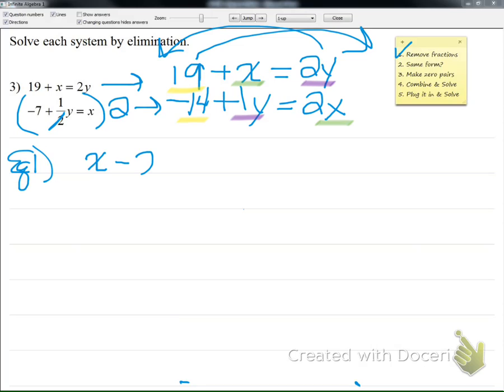Move my 2y over as a negative 2y. It was a positive, now it becomes a negative because I had to switch the side of the equation. Is equal to negative 19. So that's how we can rearrange an equation. Just knowing that if you move that term to the opposite side of the equation, you have to change its sign. Let's see if you can do it for your equation 2.